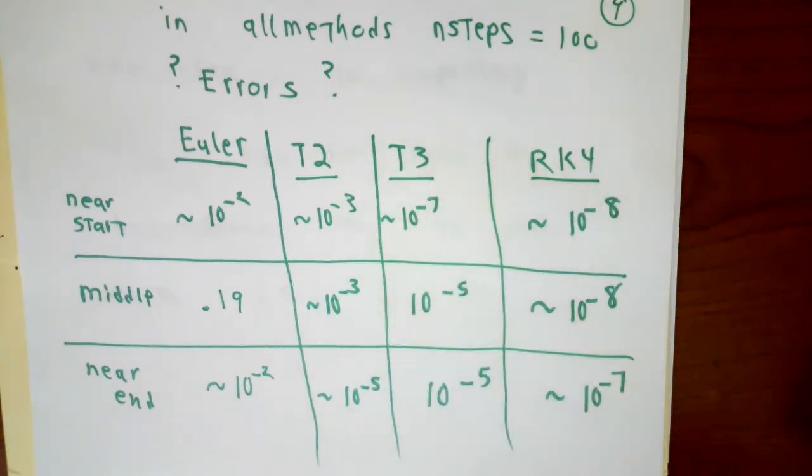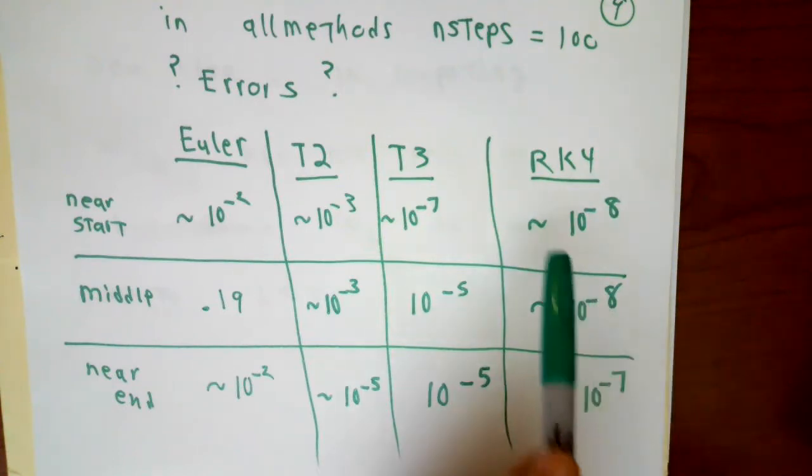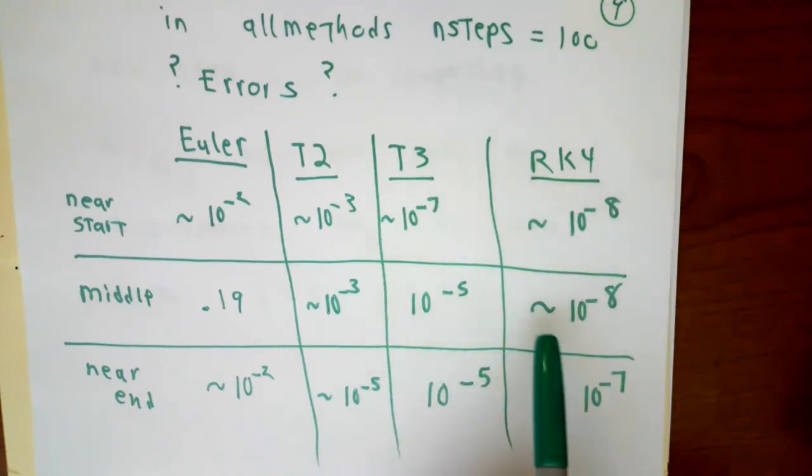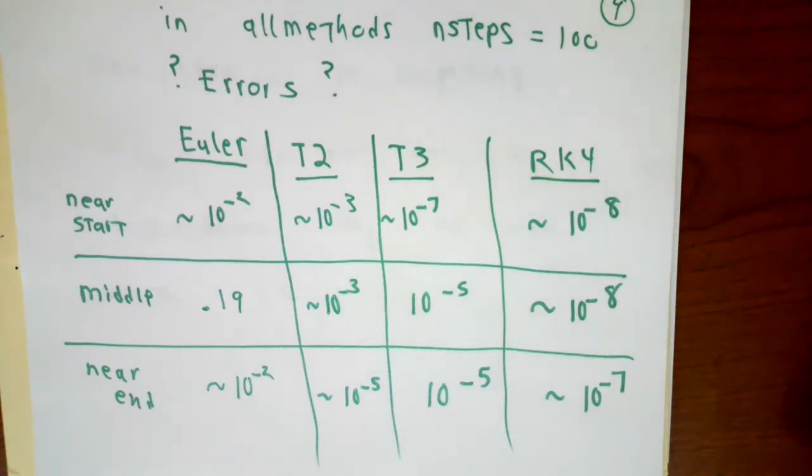Third order Taylor is even better than that. And the Runge-Kutta method that we've just discussed, early on, the error is about 10 to the negative 8. Near the middle, it's still about 10 to the negative 8. And towards the end, it's not much worse than that. So for this particular problem, Runge-Kutta 4 is an obvious winner.